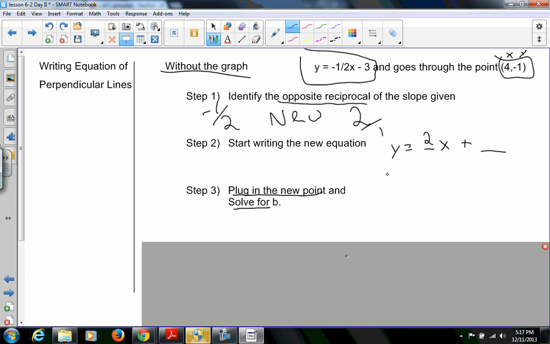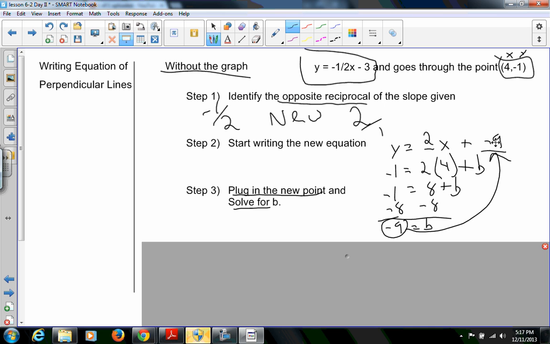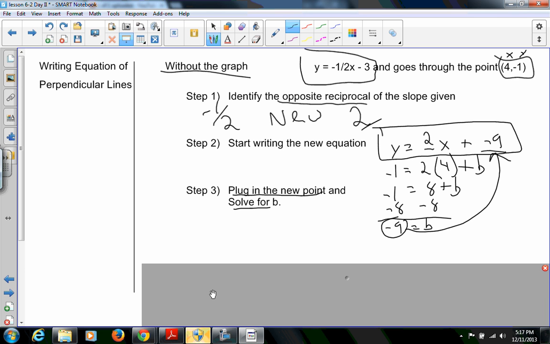My y value is negative 1, so I have negative 1 equals 2 times 4 plus b. Continuing to solve, negative 1 equals 8 plus b. Subtract 8 from both sides. I get negative 9 equals b, and that negative 9 goes right here. This is my new equation. Okay? So pretty much everything here is the same as what we've been doing the past couple days. The only thing that's different is now I'm changing the slope to make it a perpendicular line, and that new slope has to be an opposite reciprocal.